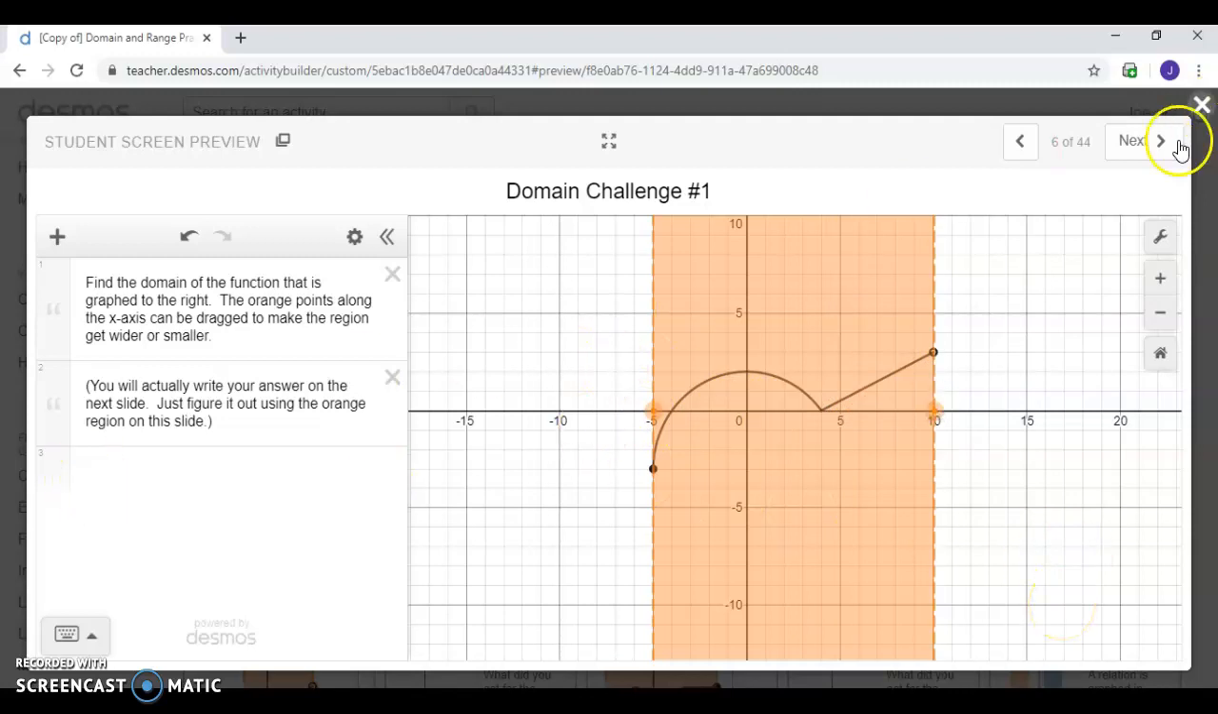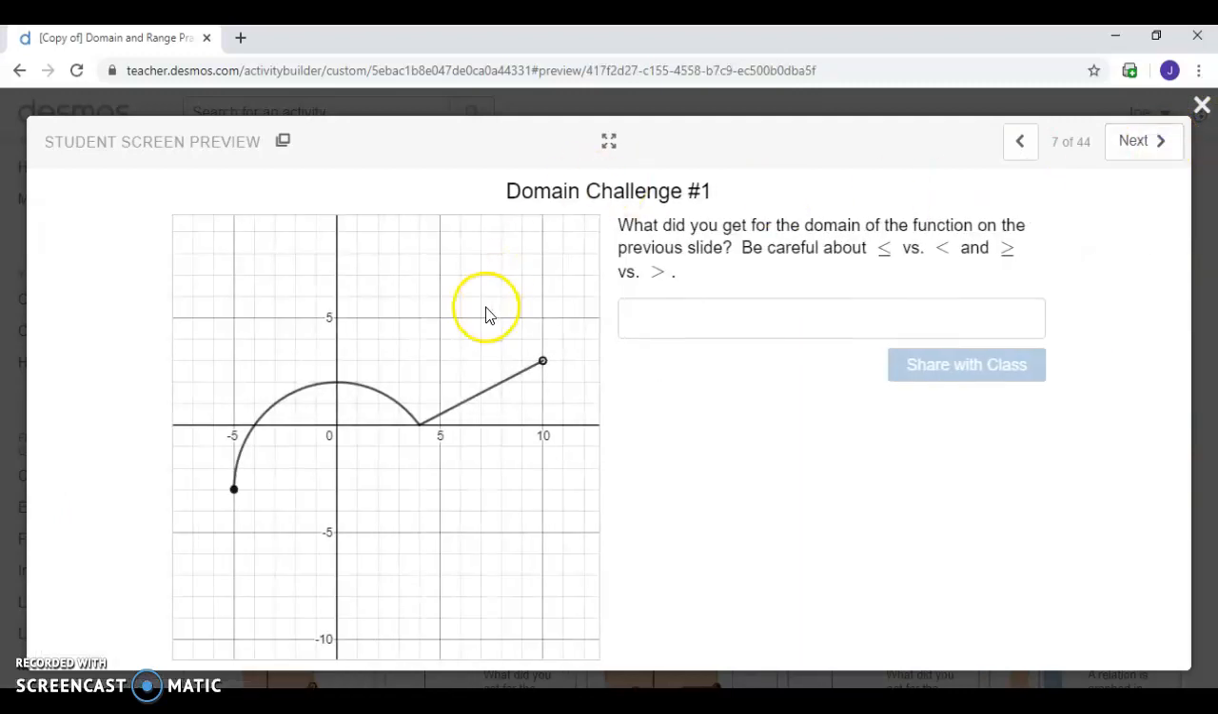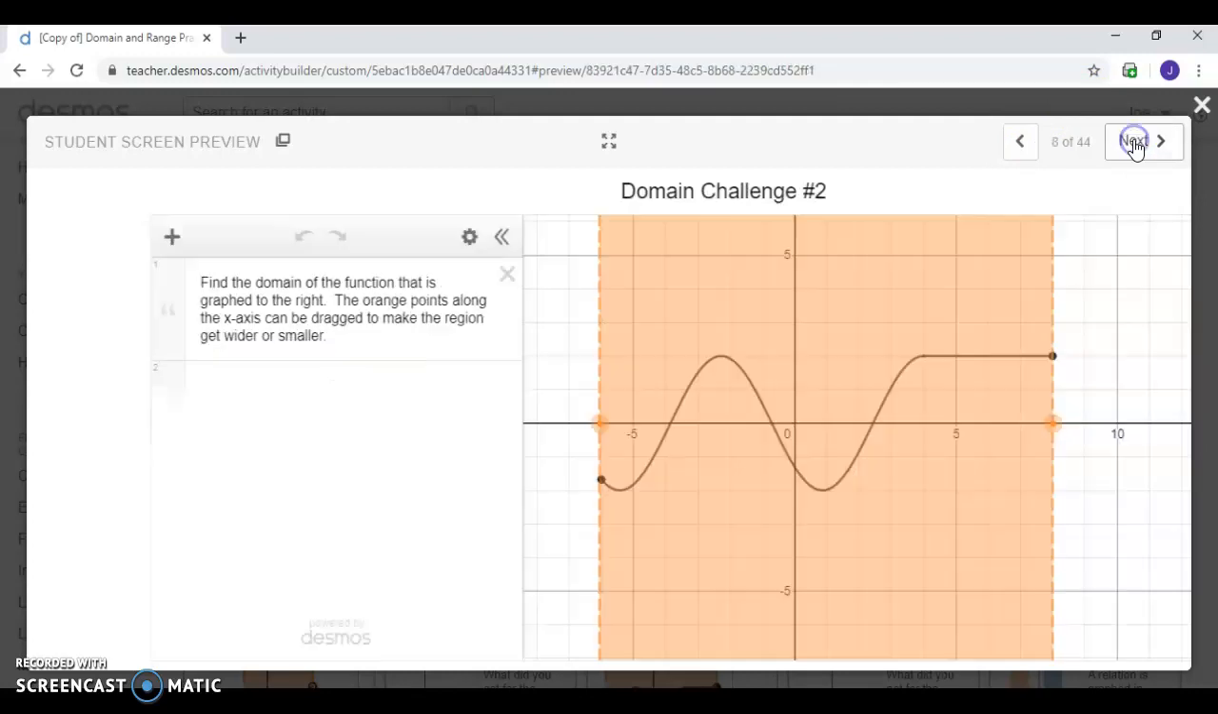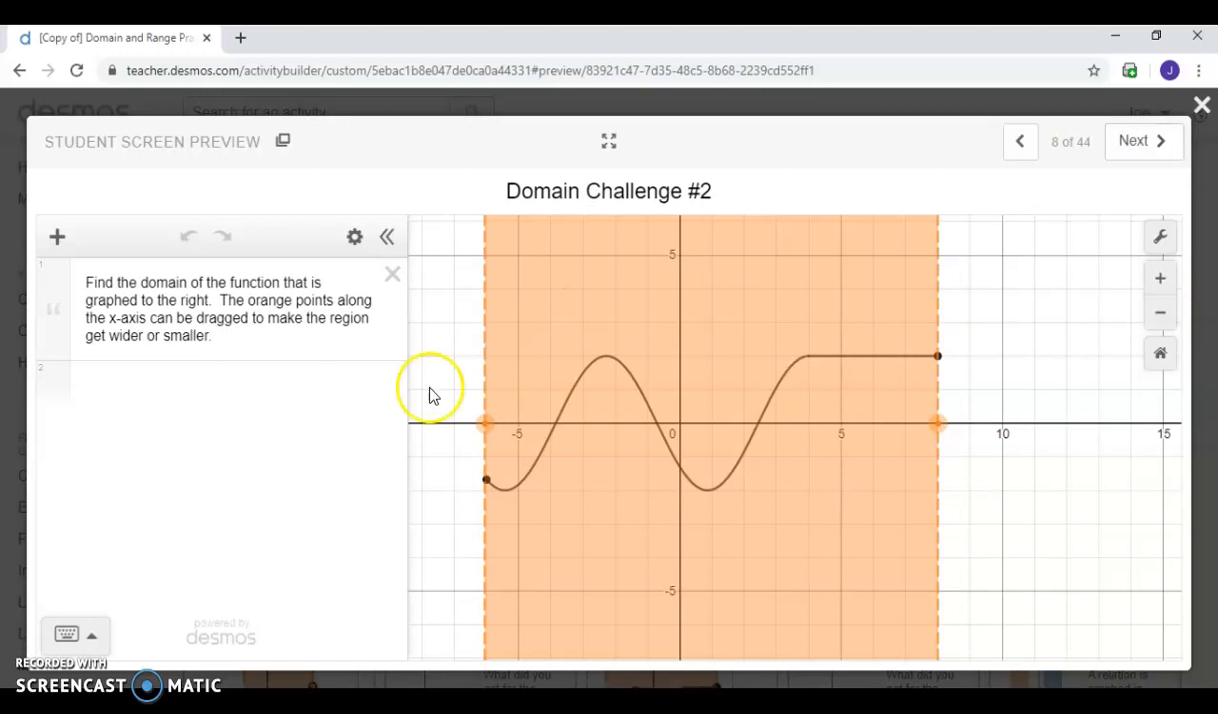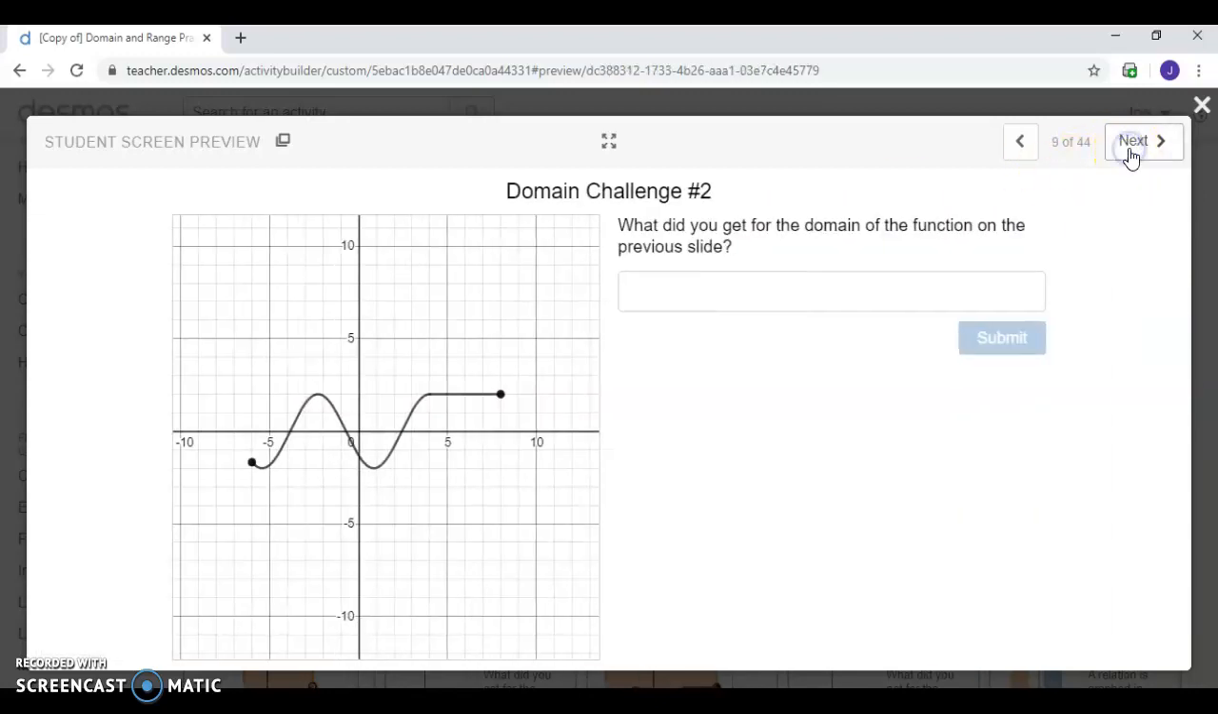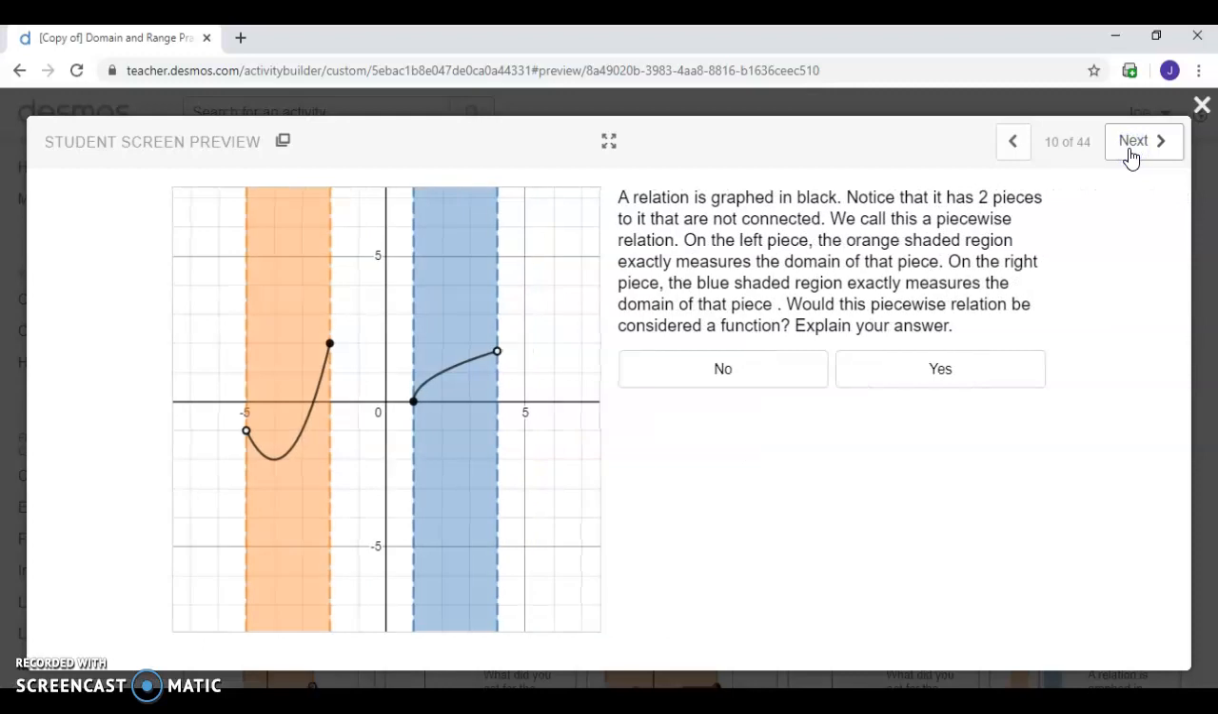And so then on the next slide, it's going to start asking them to actually write the domain and the range. So they've now been able to fit it within the two sliders, but now they're actually going to have to be careful and write it out using inequalities. Again, inequalities is something that they have already talked about when we start talking about domain and range. And so we get several of these domain challenge problems where they're going to fit it in.